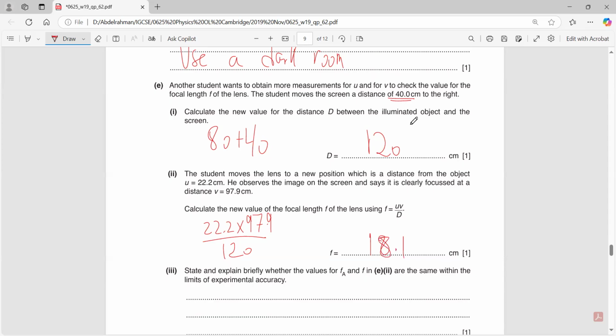Why should I use a dark room? Because this is an image produced by an illuminated object. It's like having a projector in a classroom. When you switch on the projector, it is always better to have a dark room. To produce a very clear image, it would be better to have a dark room.